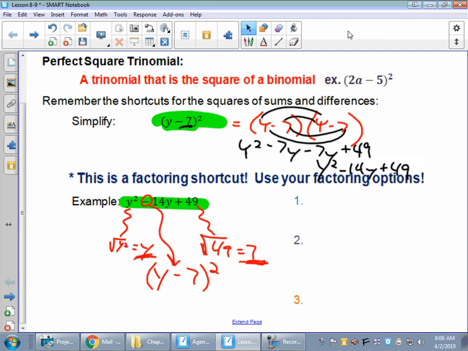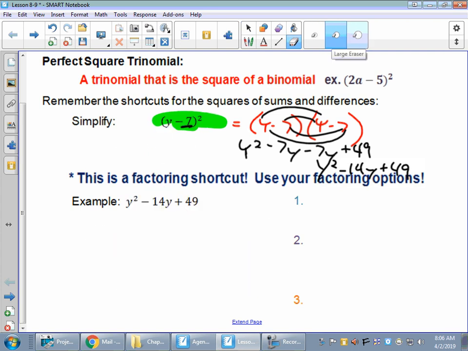But if you don't have to do it, you can use your factoring options. And obviously, I know you're smart enough to see that this is the exact opposite of the problem up here. So yeah, you could easily get that it's going to be (y minus 7) squared, but we're looking at the shortcut. But you don't have to use the shortcut. But there's an easier way, if you can't tell right away whether they're perfect squares. One thing you can do is a couple of steps here, and we'll show you that one as well.